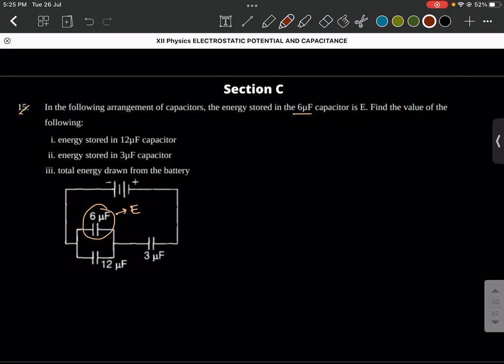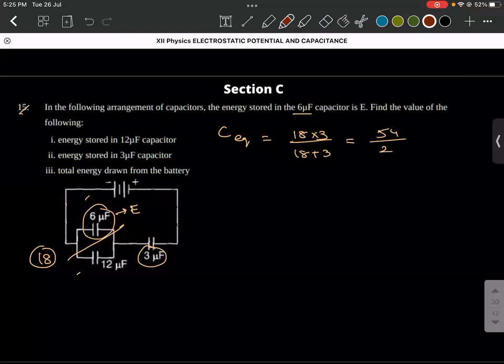First find the equivalent capacitance. So what is the value of C equivalent? 6 and 12 are in parallel, so it is going to be 18, and this is 3. So C equivalent will be equal to 18 into 3 divided by 18 plus 3. 18 by 7 microfarad is going to be the answer. Now what else are we supposed to do?